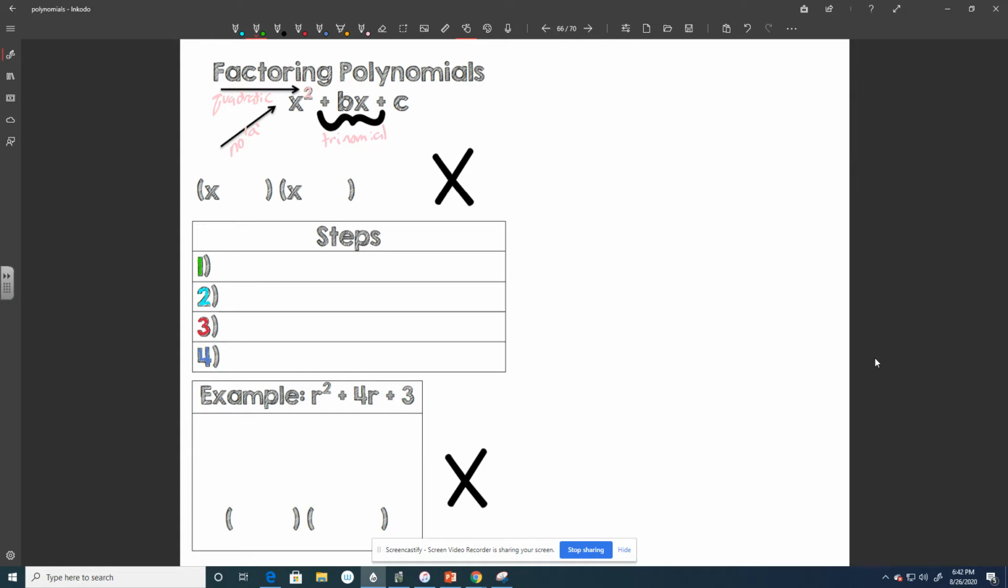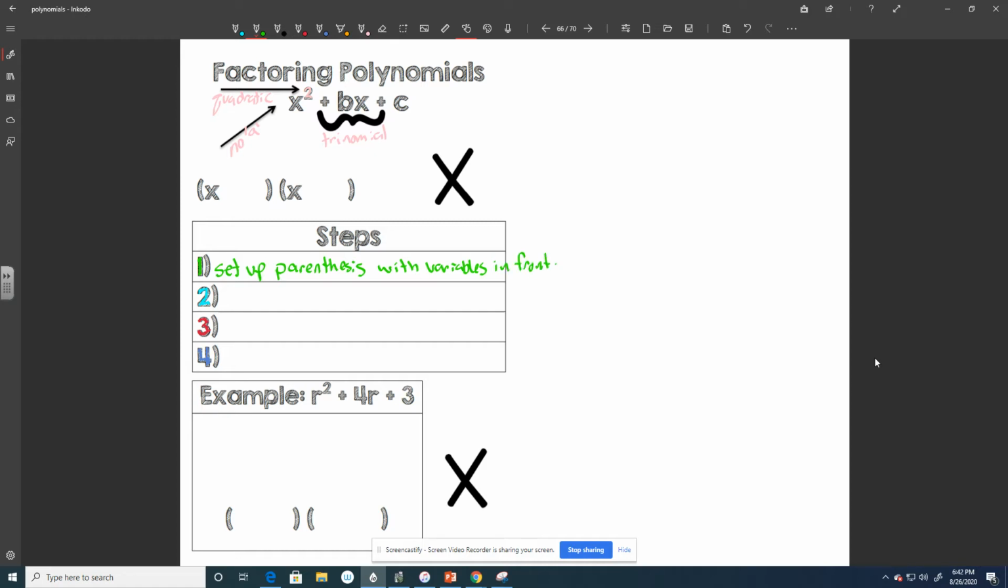So what we're trying to do is figure out, we know that there's an x at the front of each of these parentheses. We just don't know what comes with it. We don't know if it's a +2 and a -4. That's what we're trying to figure out. So step 1 is going to be to set up your parentheses. The first thing that you're going to do is set up your parentheses with those variables in front, with those x's at the front, okay? So those variables are going to be in the front.